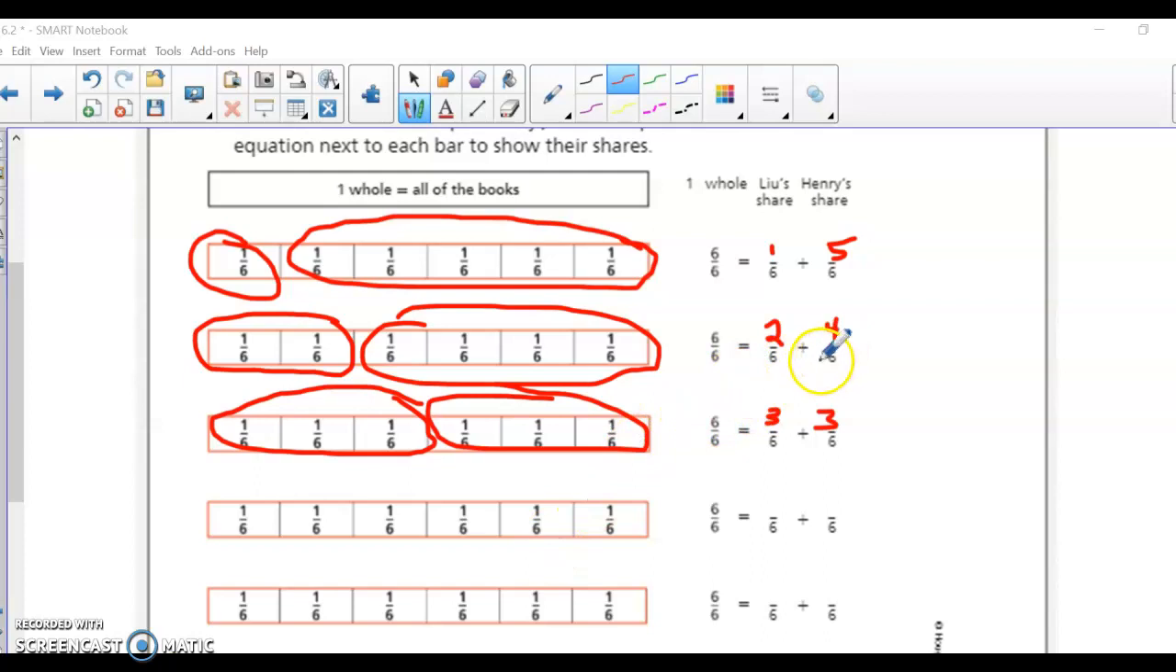Okay, if you continued on, I did a couple more for you, so you should have somewhere in here 2/6 plus 4/6 will get you to 6/6. 3/6 plus 3/6 will get you to 6/6, right? And then you should have these last ones filled in as well, but they should be very similar to the top two that we did. Okay, same pattern.